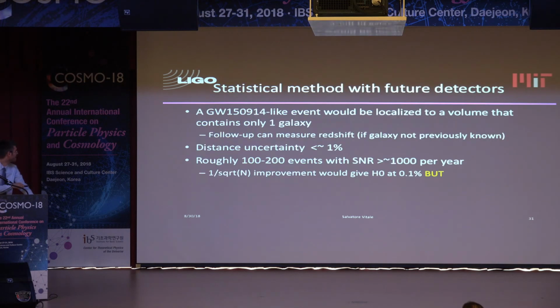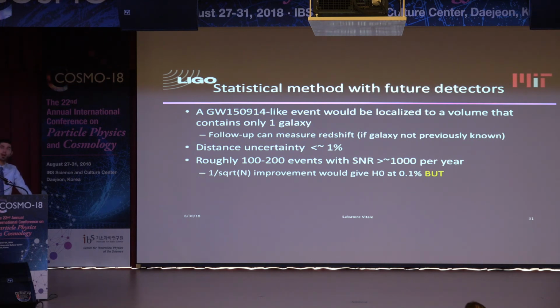And now, since we will have on the order of hundreds of events with this signal-to-noise ratio per year, you do the 1/√n improvement, and with 1 year of future detector you get H0 at 0.1%. Now, at this point, you may all be very happy, but there is a big yellow caveat here. The caveats are systematics. And that's my last slide. I hope I'm doing well with time.